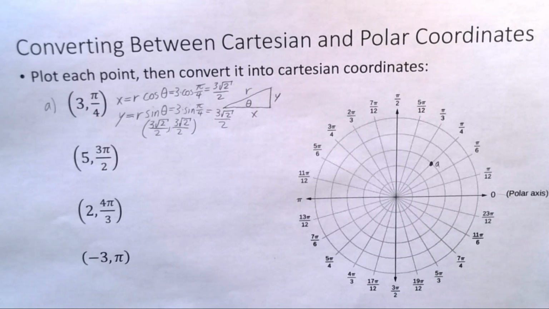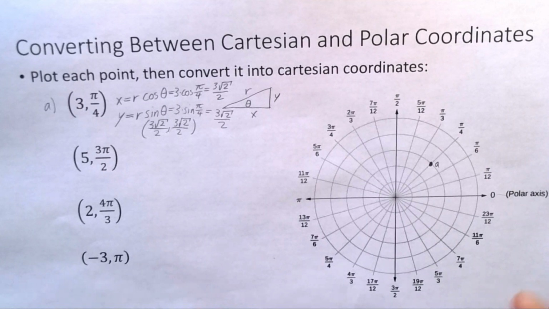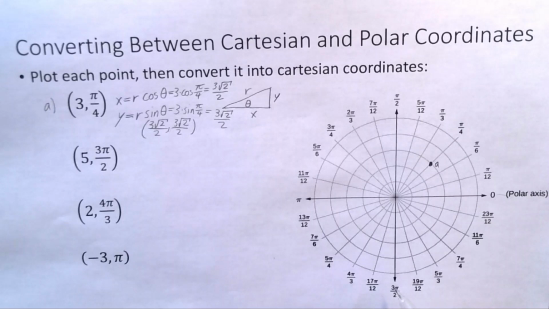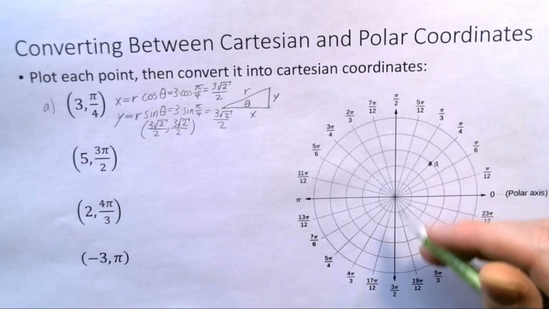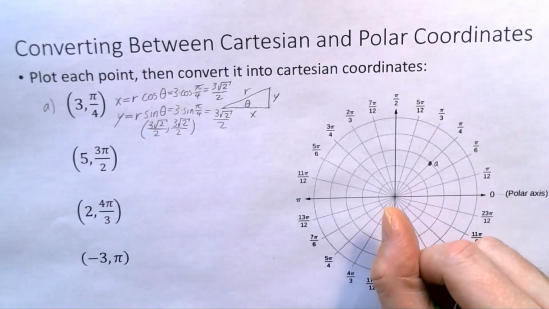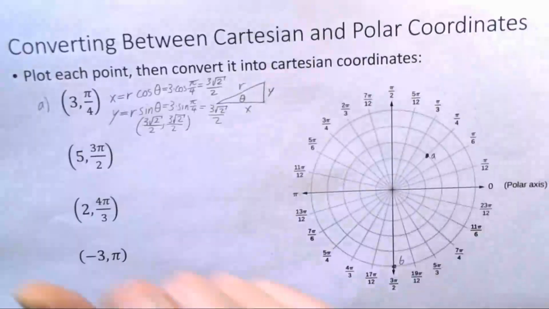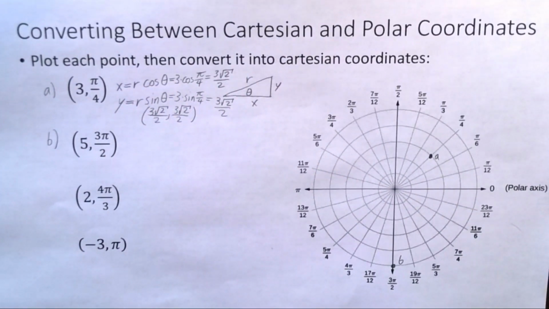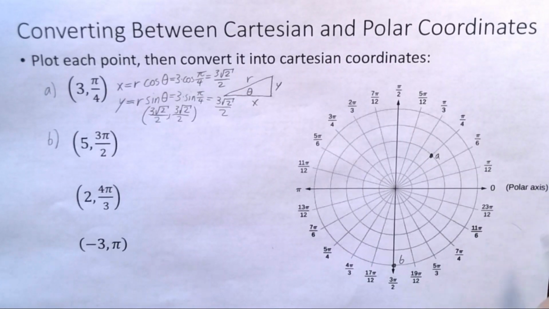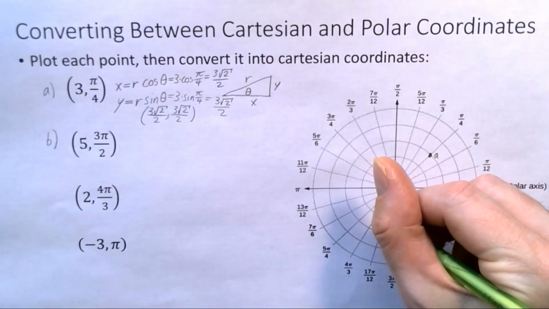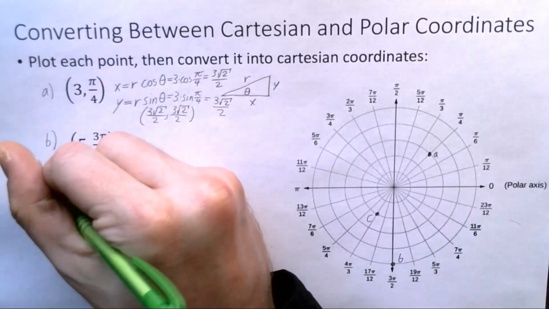So the first step is to identify the angle 3 pi over 2 on the graph, which is this radial going straight down from the origin. Now the radius is 5, so we count 5 rings. So 1, 2, 3, 4, and 5. We'll label that as point B. Next, the point (2, 4 pi over 3) is again a similar process. We identify the radial 4 pi over 3, and we count out a radius of 2. We can then label this as point C.